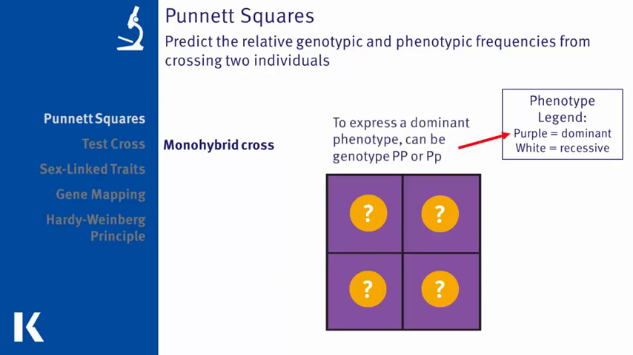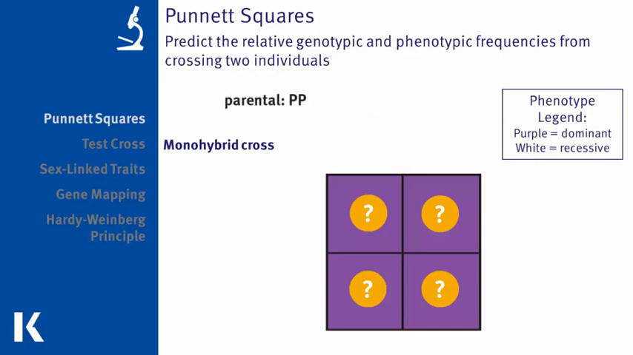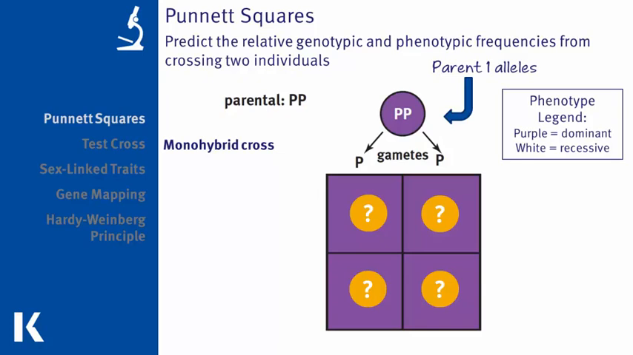Remember that in order for a flower to be purple, it can have either a homozygous dominant genotype or a heterozygous genotype, but if the flower is white, the only genotype it can have is homozygous recessive. Let's say that one parent flower is homozygous dominant. We would then put two capital P's at the top of each column of the Punnett square. Putting the alleles at the top of the column represents the fact that only one allele can be passed down from a parent to an offspring.